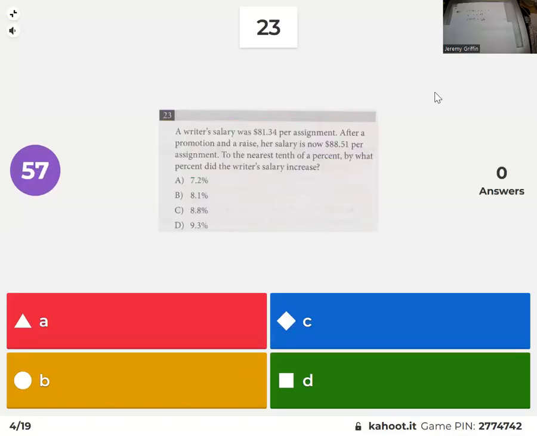A writer's salary was $81.34 per assignment. After a promotion and a raise, her salary is now $88.51 per assignment. To the nearest 0.1%, by what percent did the writer's salary increase?